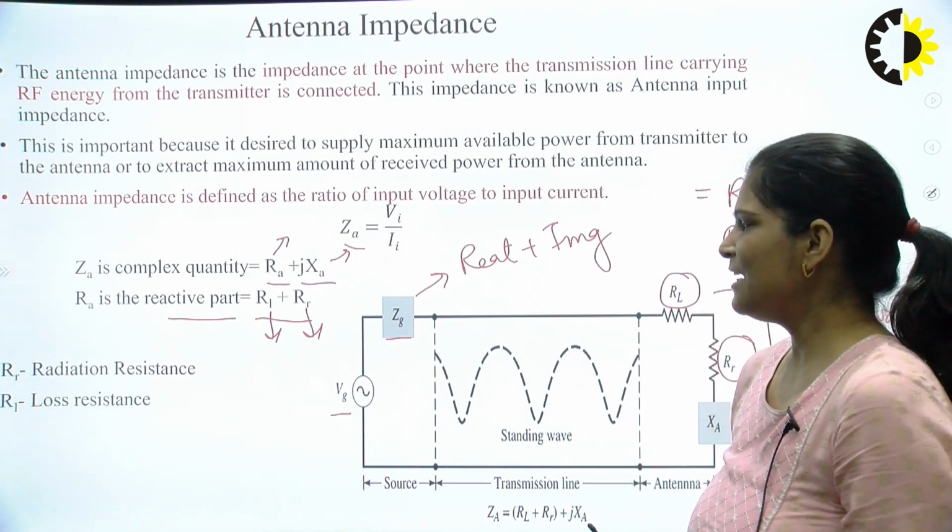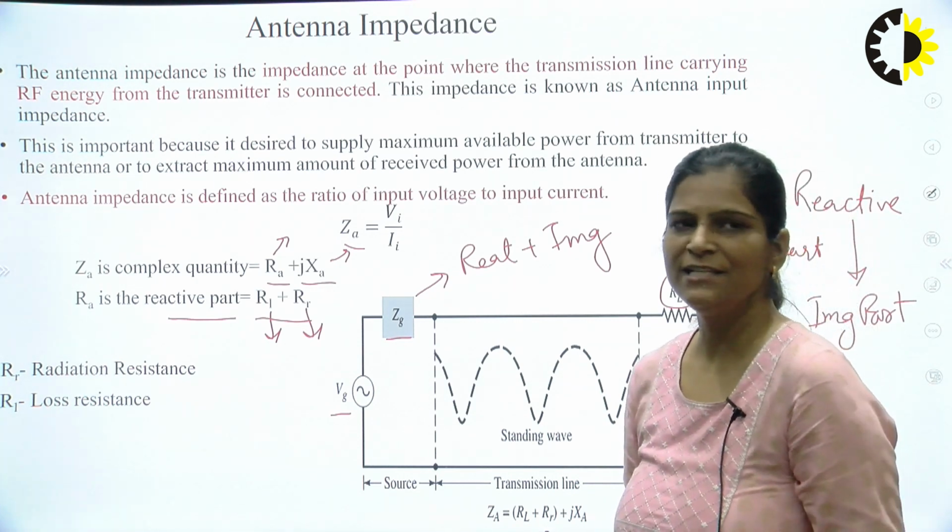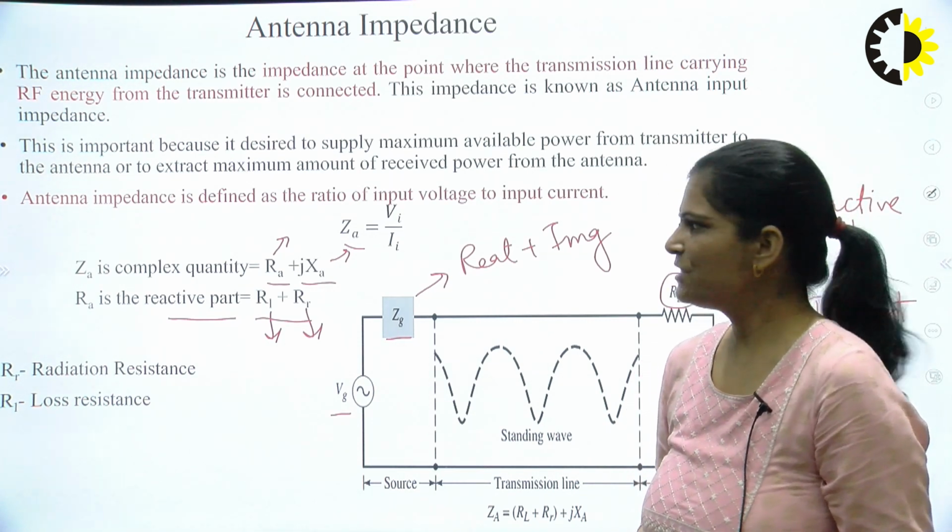So this is the antenna impedance, the last parameter of the antenna. Now this unit is completed.